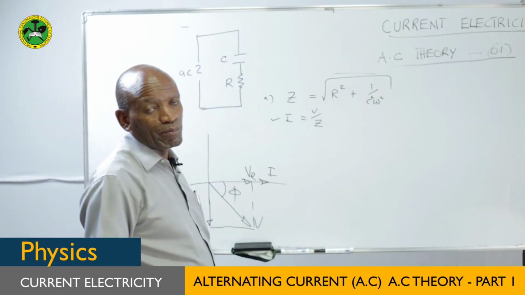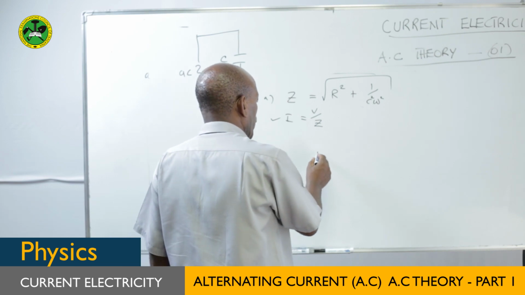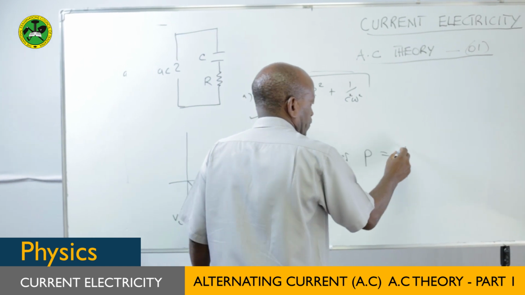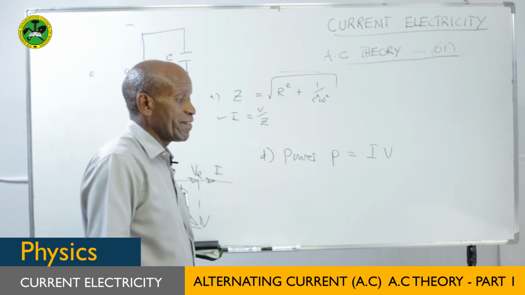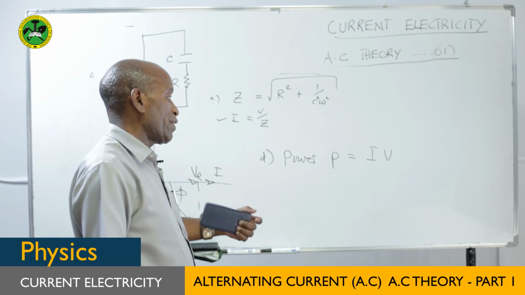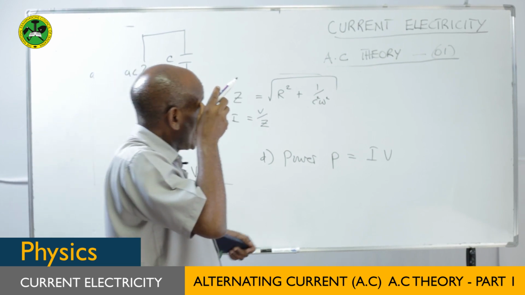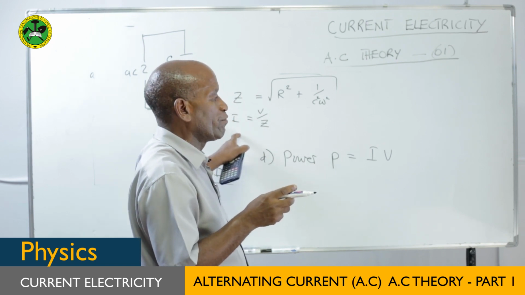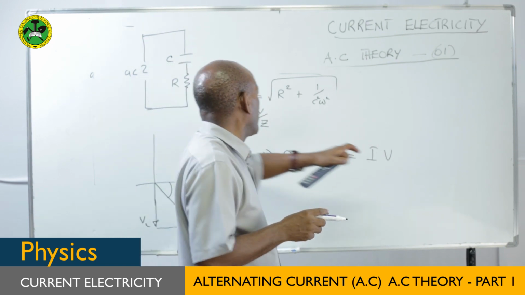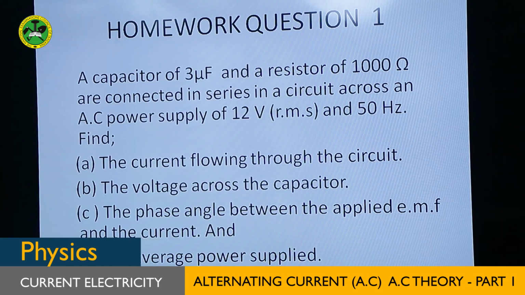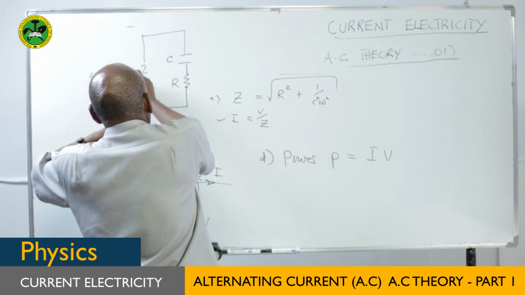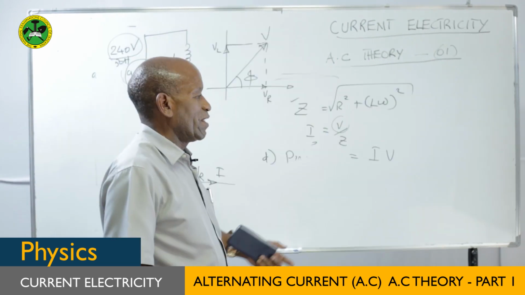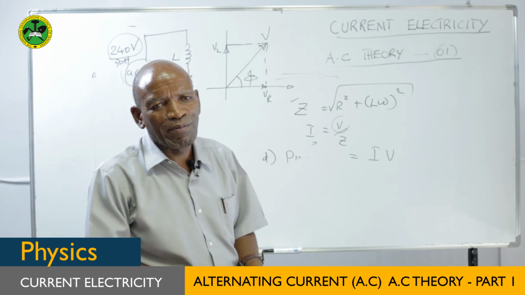And finally, you can obtain the power for part D. Whenever you are looking for power, the power is the product of the current I times the voltage V. So the average power applied, you can take the product of the current, which had been obtained from part A, and the voltage V, which is the supply voltage of 12 volts, and you can calculate part D. That's very easy, very simple. You can do it.